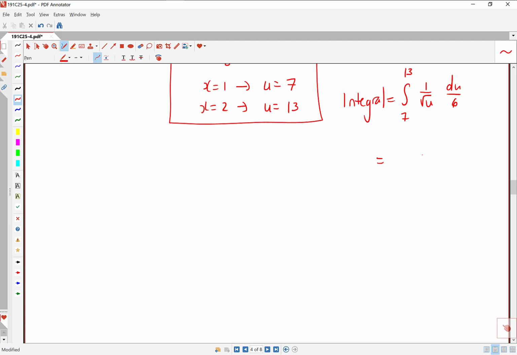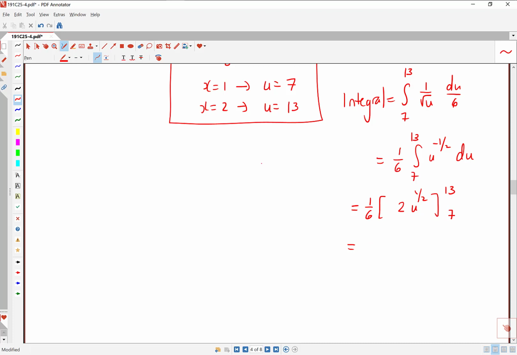Okay, so let's clean this up a bit. The 1 over 6 can definitely come out in front. We're integrating from 7 to 13. We can rewrite this 1 over root u as u to the minus 1/2. And then the differential always gets written right at the back of the integral. Okay, so we'll keep our 1 over 6 out in front. Integrating the u to the minus 1/2, the power bumps up, becomes u to the 1/2, and then divide by that new power. Dividing by 1/2 is like multiplying by 2. And then this is going to get evaluated at 13 and then at 7.